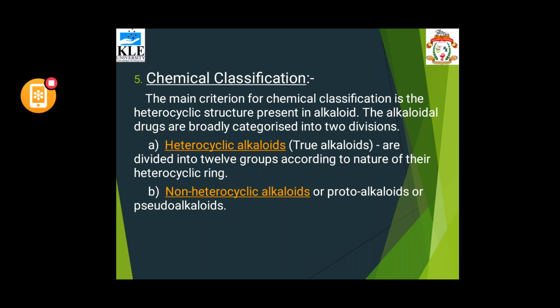The last classification of alkaloids is the chemical classification, in which these are classified on the basis of heterocyclic structure present in the alkaloid. The chemical classification of alkaloids is based on two types, heterocyclic alkaloids and non-heterocyclic alkaloids. Heterocyclic alkaloids are also called true alkaloids. These are further divided into 12 groups according to the nature of their heterocyclic ring. And non-heterocyclic alkaloids are also called proto or pseudo alkaloids.